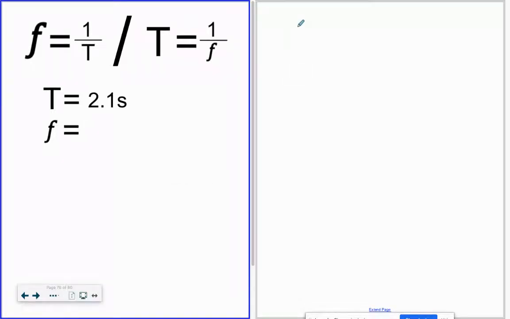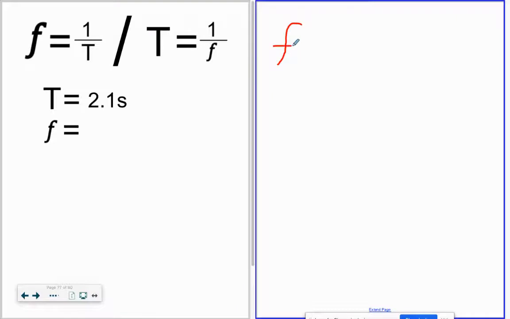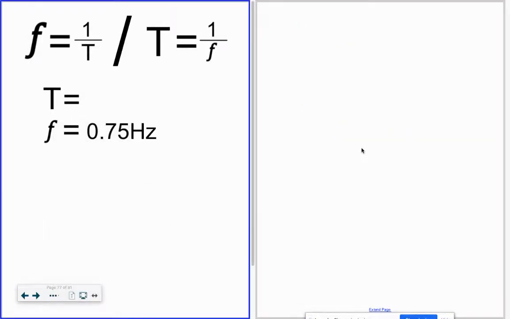If I have frequency equals 1 over period, and period is 2.1, when I calculate 1 divided by 2.1, my frequency amount ends up being 0.476, and we use the symbol Hz for Hertz.